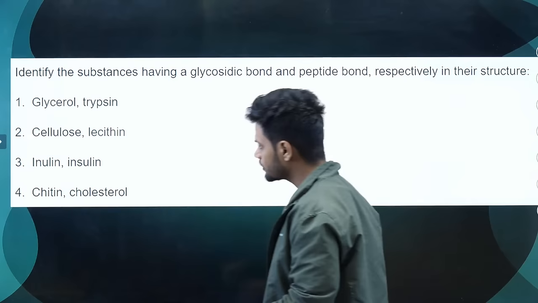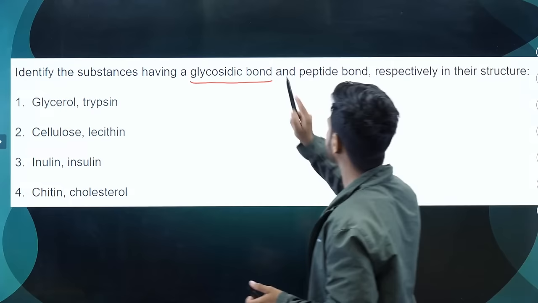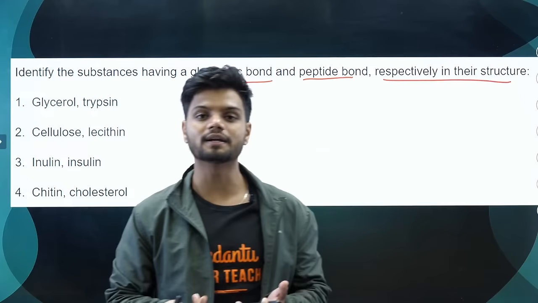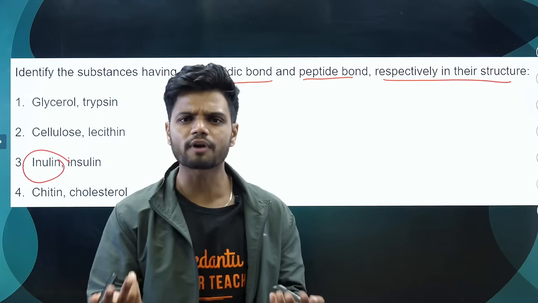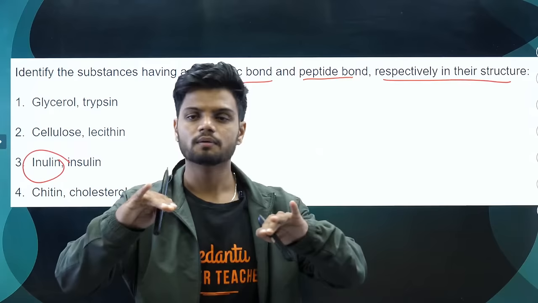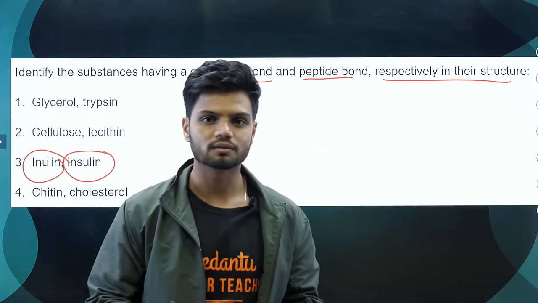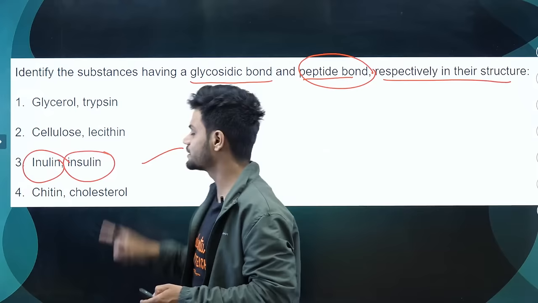Next question. Identify the substance having the glycosidic bond and peptide bond respectively in the structure. Glycosidic bond will be present in your saccharides, right? In carbohydrates. The answer here is inulin. Inulin is a polymer of fructose. Many fructose molecules; inulin will have glycosidic bonds. Insulin, remember, is a type of protein. Yes, it has A chain, B chain. So it will have peptide bonds. Answer is 3.